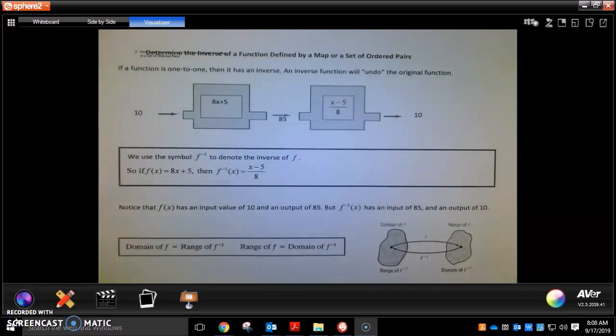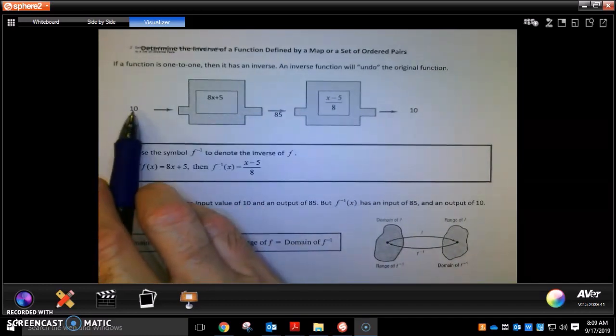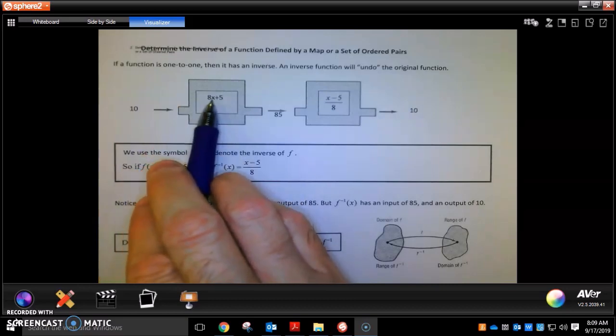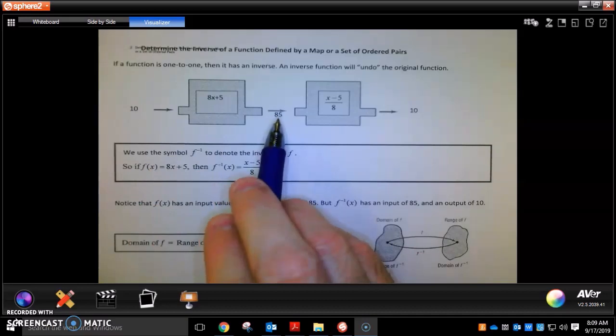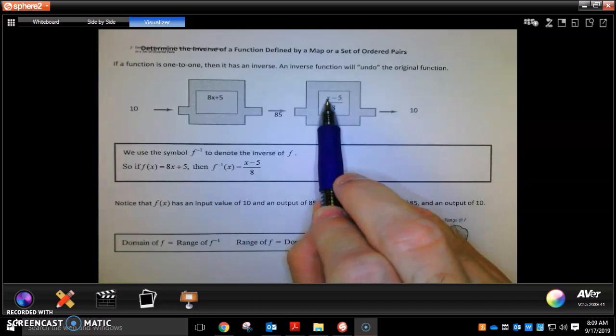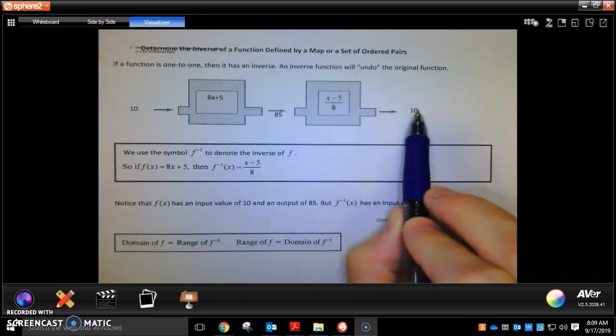The reason we are concerned with whether or not a function is one-to-one is that if a function is one-to-one, then it has an inverse. An inverse function will undo the original function. So for example, I've got a couple functions right here. For this function, I'm going to put a 10 into the function. I'm going to do that math. So 8 times 10 is 80 plus 5, and I'm going to get 85 as an answer. That 85, if you put that 85 into this function, well, 85 minus 5 would be 80, and then 80 divided by 8 would be 10.